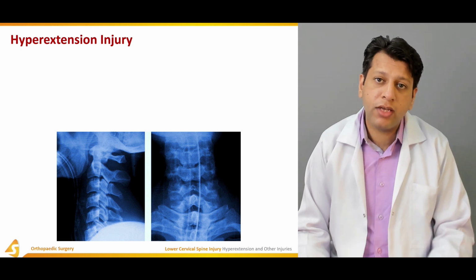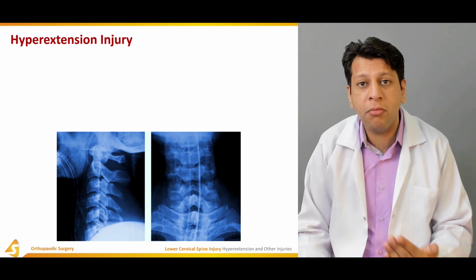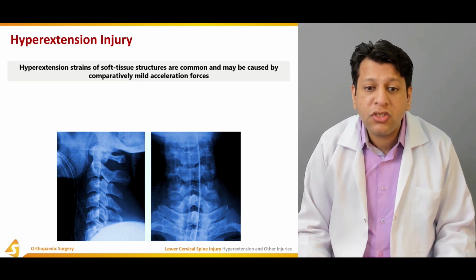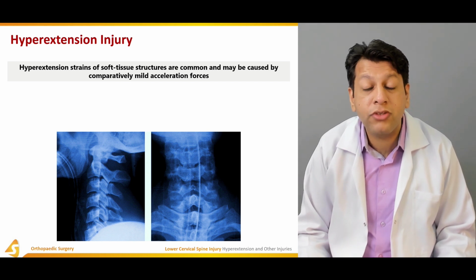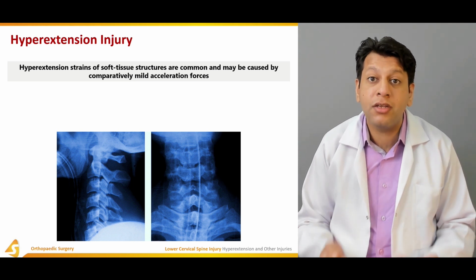As I told you, the flexion distraction injury can produce facet dislocation and disruption either unilaterally or bilaterally. What do hyperextension injuries do? Hyperextension strains of the soft tissue structures are common and may be caused by comparatively mild acceleration forces. The neck goes into flexion when there is sudden deceleration.